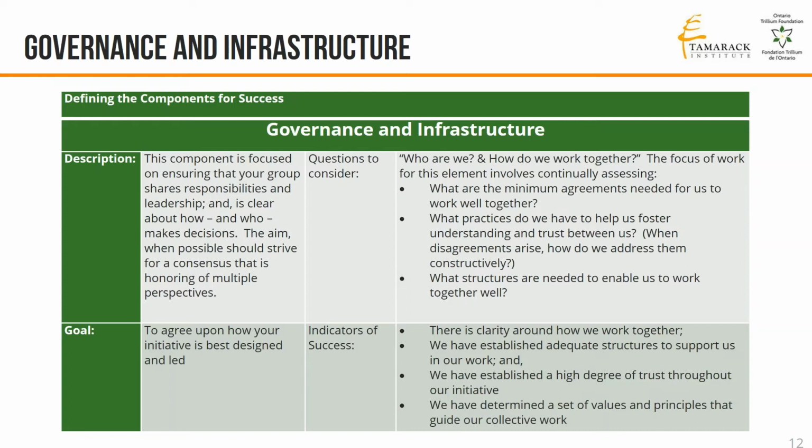So I'm going to spend a bit of time in each of the 4 areas. The first one is governance and infrastructure. This component is focused on ensuring that your group shares responsibility and leadership and is clear about how and who makes decisions. The aim, when possible, should be to strive for a consensus that honors multiple perspectives. And this is really critical in collective impact work, because if you structured your collective impact effort in the right way, you're going to have those influential champions around your key leadership table. They're not always going to agree on things.